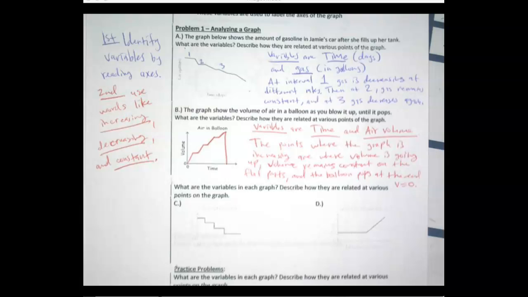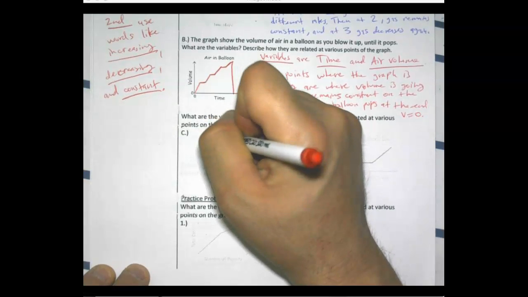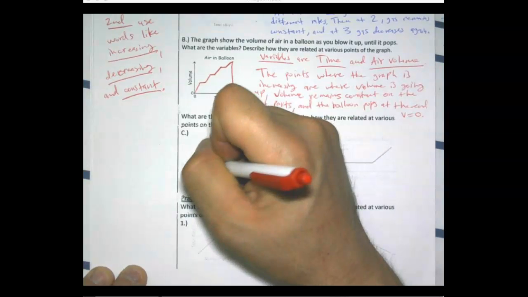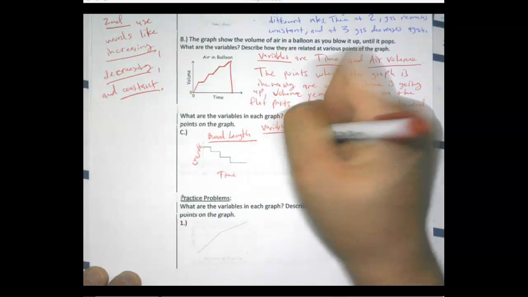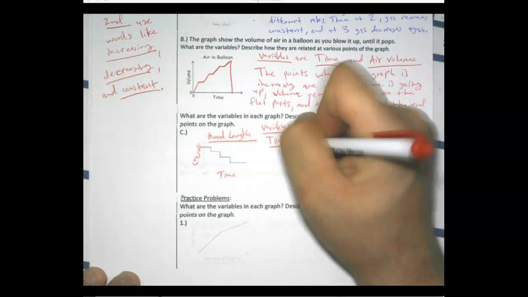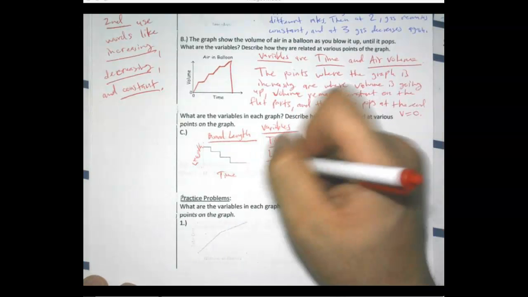Carrying on here, in this next one, I know the print quality is bad here, but this is board length, and this is time down here. So it looks like somebody is, over time, cutting a board. So your variables, look at the axes. Your variables are time and length.